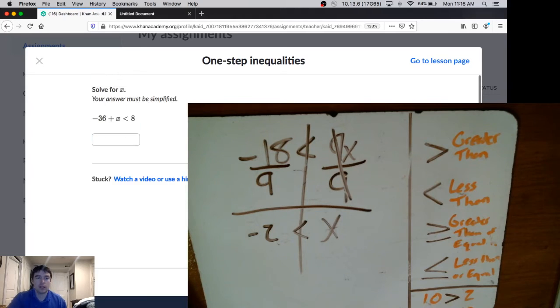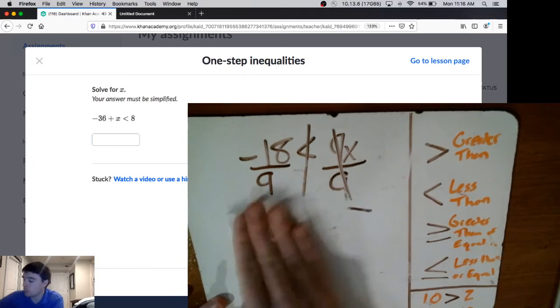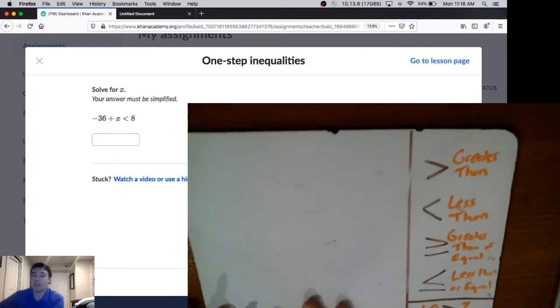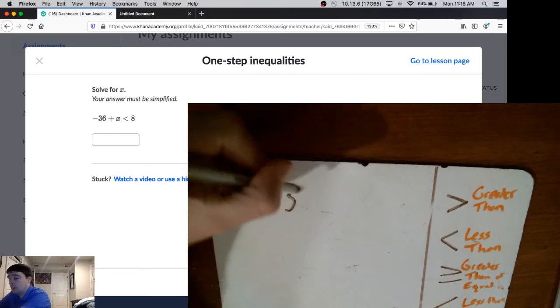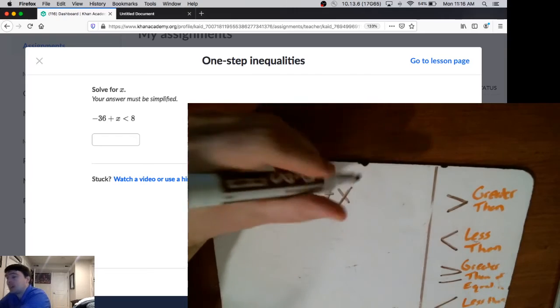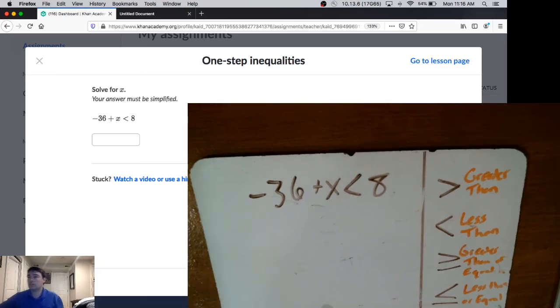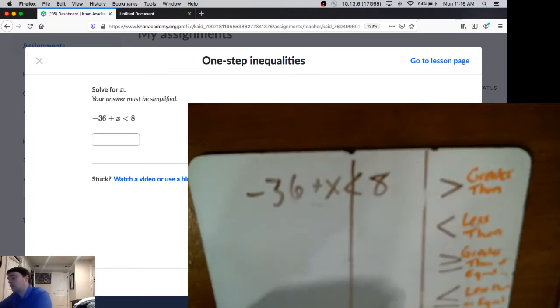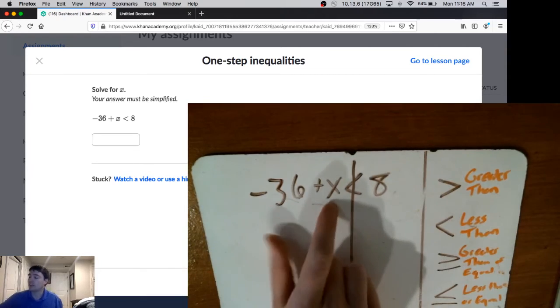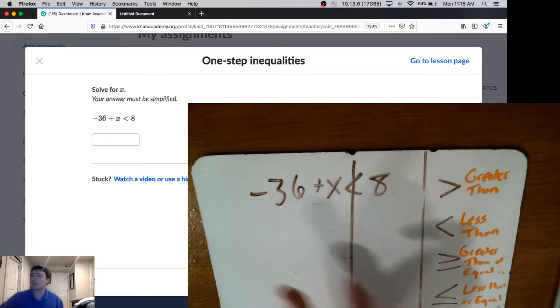We're going to take a look at a couple more examples. This one we're going to run through kind of quickly. It says negative 36 plus x has to be less in value than 8. Here, if I draw my river, my line through the inequality sign, the x is in the left expression, the left side of the inequality.